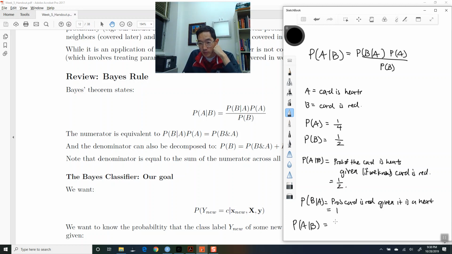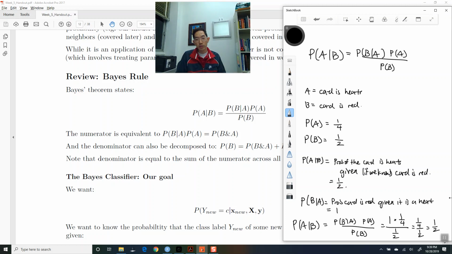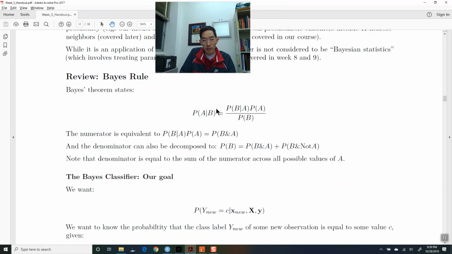Probability of B given A times the probability of A divided by the probability of B. Probability of B given A is 1, times the probability of A, which is 1/4, divided by the probability of B, which is 1/2. We got 1/4 divided by 1/2, and this is also 1/2. Okay, and that's Bayes' rule. We're just saying that the probability of A given B can be found this way.